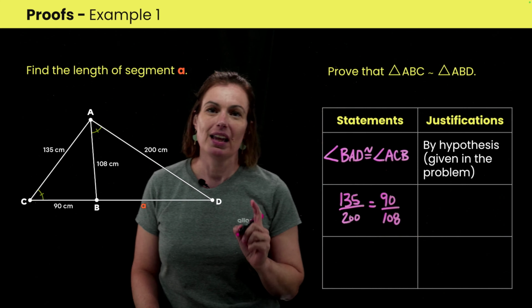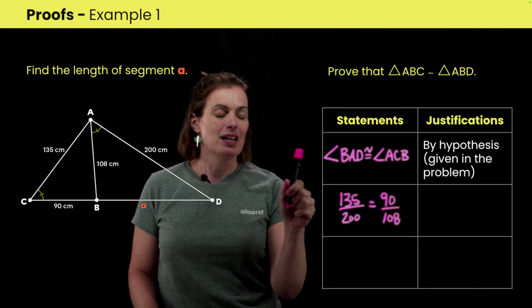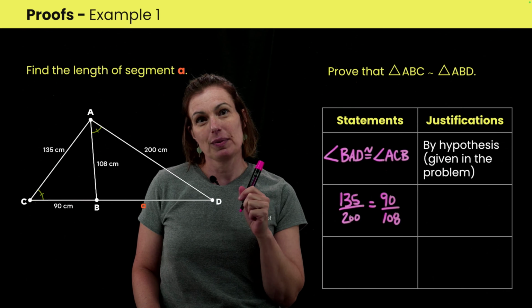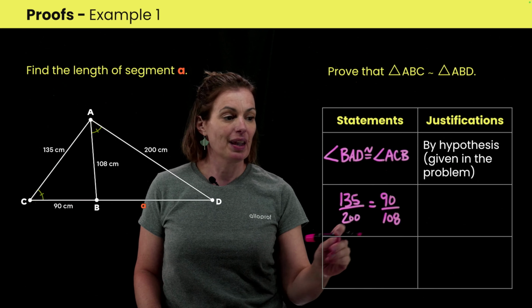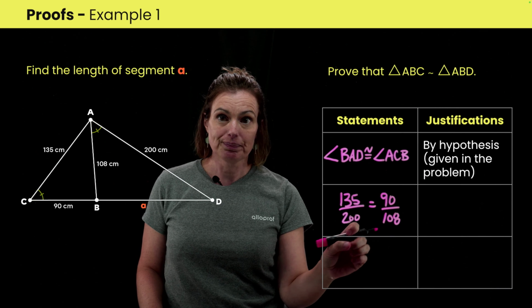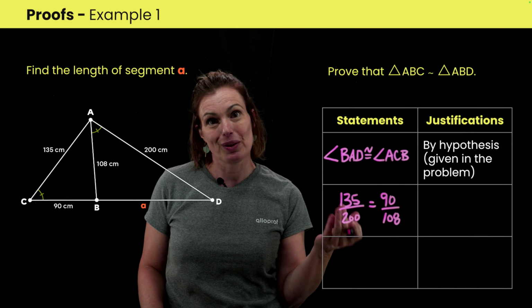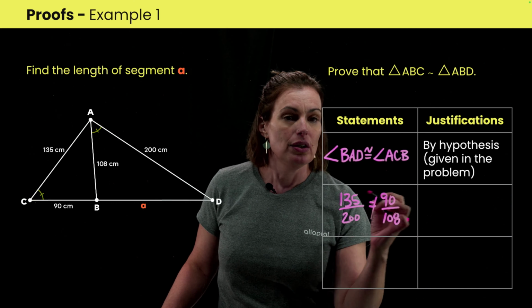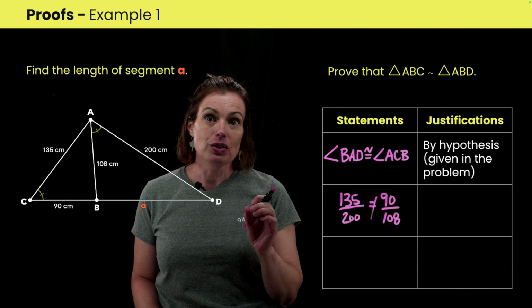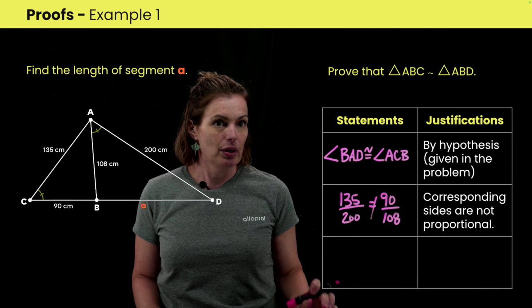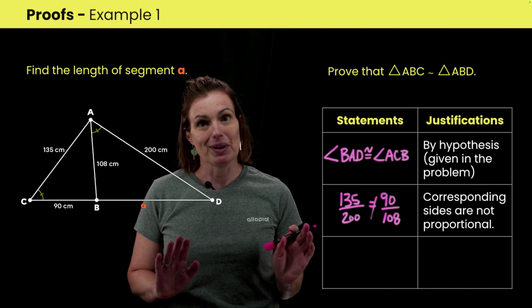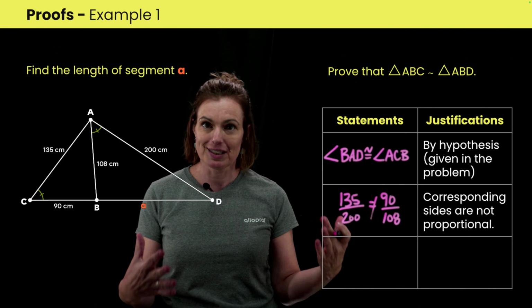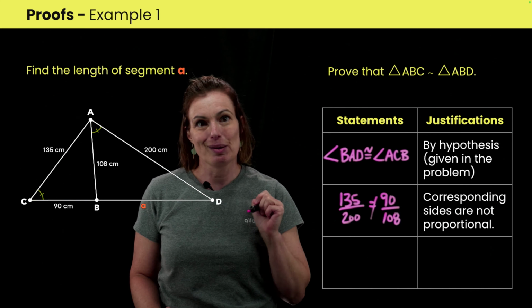Well, if I use my calculator to figure this out, 135 divided by 200 is going to give me 0.675. 90 divided by 108 is going to give me 0.833. These two are not equal to each other. So in other words, I do not have proportionality. My justification here is that corresponding sides are not proportional. This being said, that statement is false.